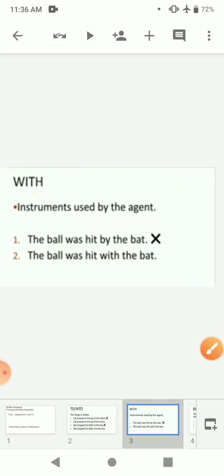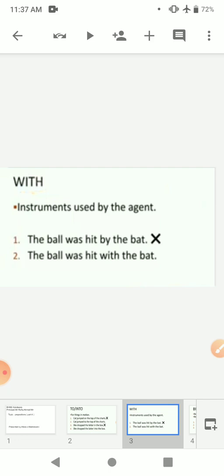Now coming to the preposition with. This preposition is used in different ways in different places, and we generally make use of it. But let's see this example here. With is used when instruments are used by the agent. Let's understand this with the help of this example. The ball was hit by the bat. It seems correct, but it's incorrect. It means help was taken by the bat to hit the ball. So the bat is being used as an instrument to hit the ball.